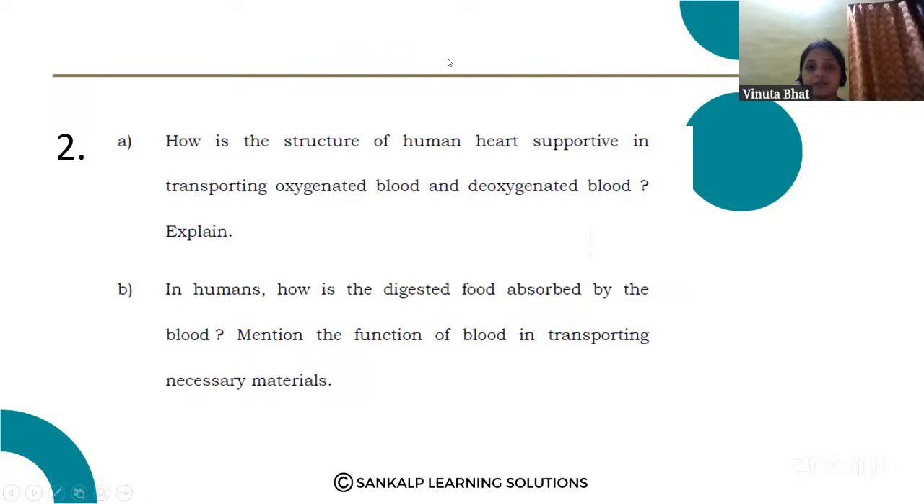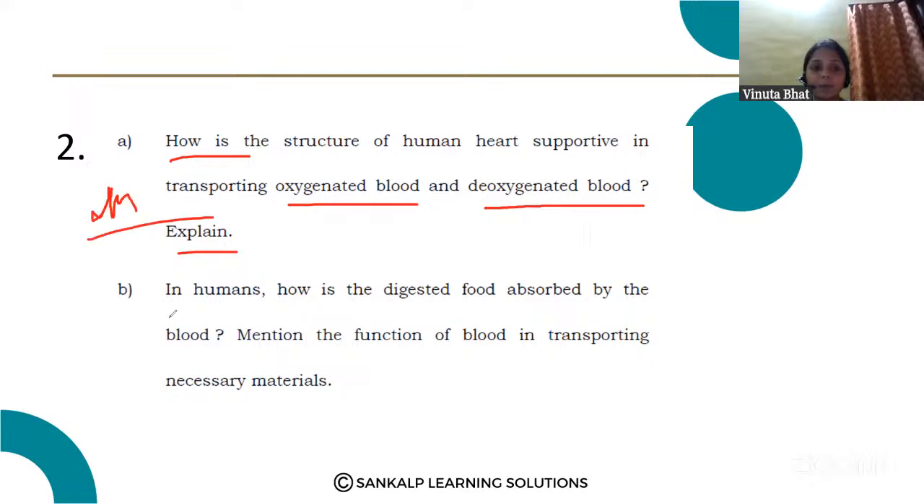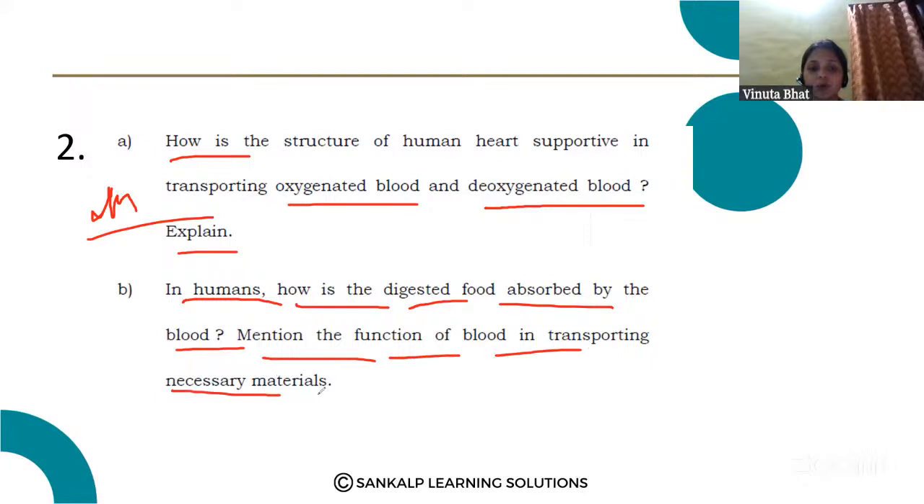Next question. How is the human heart supportive in transporting the oxygenated blood and deoxygenated blood? Explain. This is the 2 mark question. And B, in humans, how is digested food absorbed by the blood? Mention the function of blood in transporting the necessary materials.